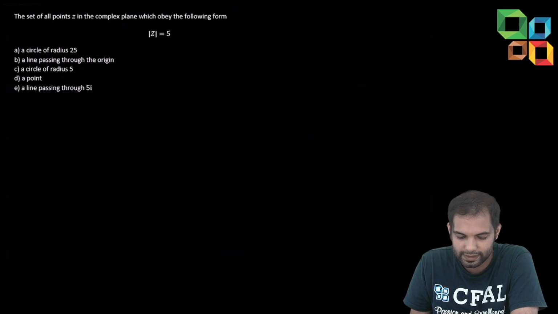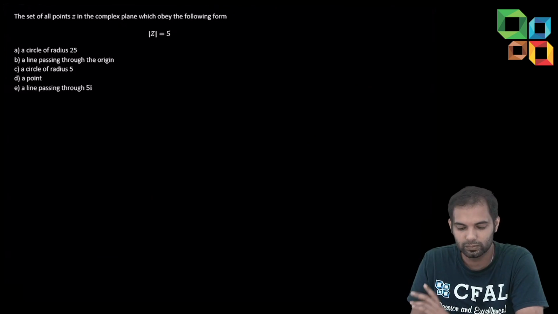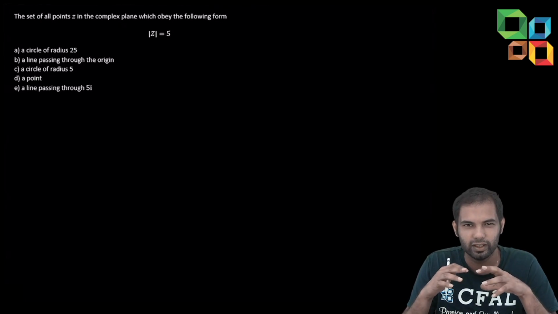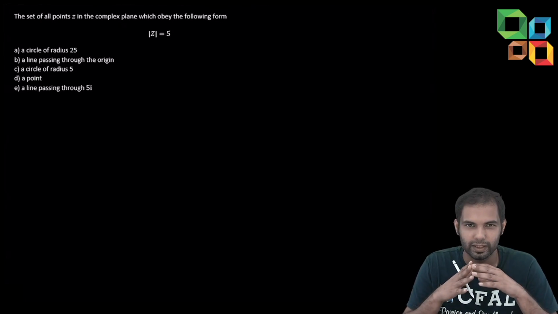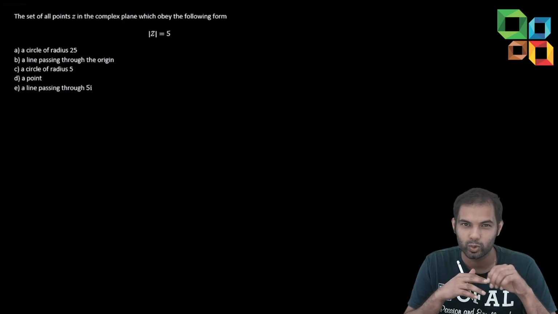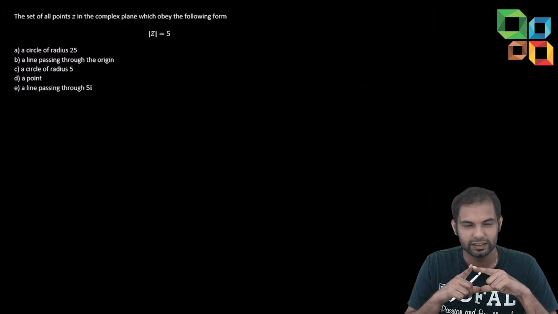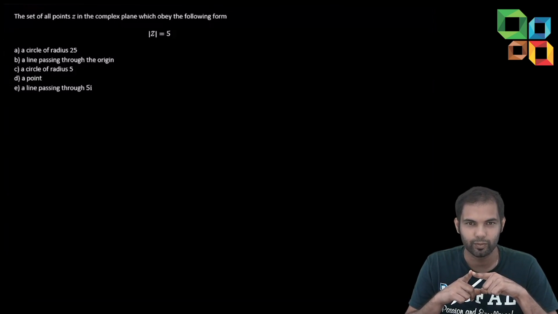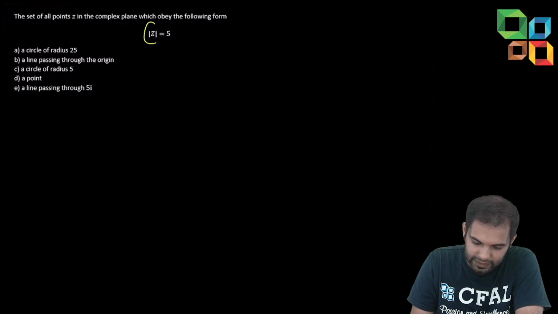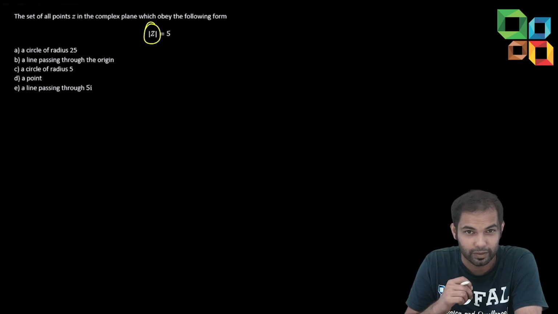Look at this problem. Set of all points z in the complex plane which obey the following form. Now, what do you mean by modulus? We already discussed geometry wise also, right? If we know algebraic also, it is nothing but root of x square plus y square or root of a square plus b square. Let us look at the geometry part. It is nothing but the distance from the origin. Now, the distance from the origin, of a variable point, remember, is 5.